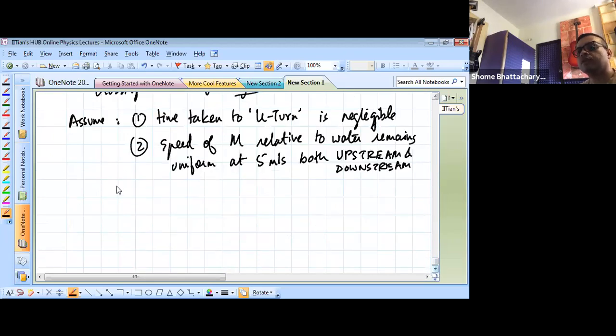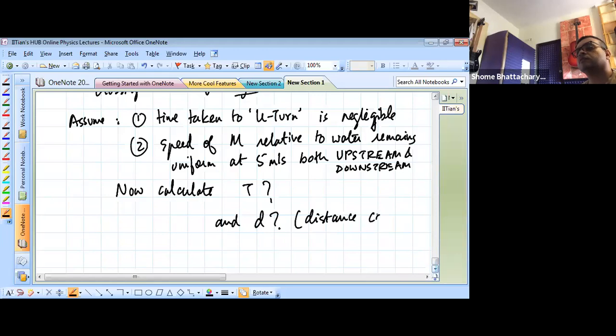Okay. So now calculate the time capital T and D, where D is the distance covered by the raft in this time.